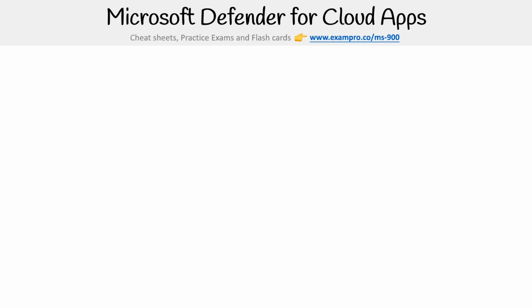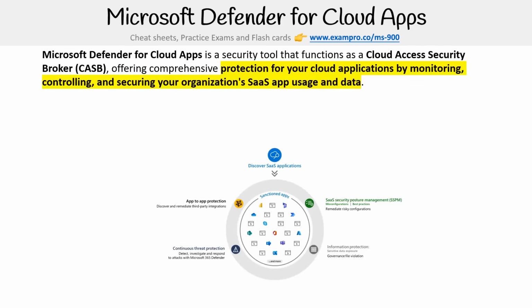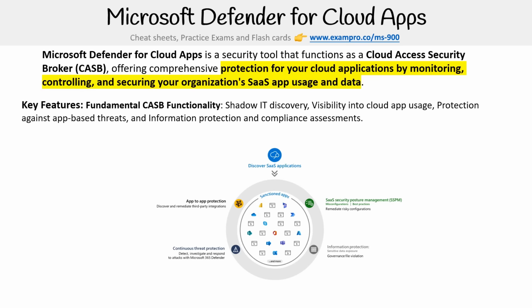The next topic we'll be covering is Microsoft Defender for Cloud Apps. Microsoft Defender for Cloud Apps is a security tool that functions as a cloud access security broker, offering comprehensive protection for your cloud applications by monitoring, controlling, and securing your organization's SaaS app usage and data. Some of the key features include fundamental CASB functionality, shadow discovery, visibility into cloud app usage, protection against app-based threats, and information protection and compliance assessments.